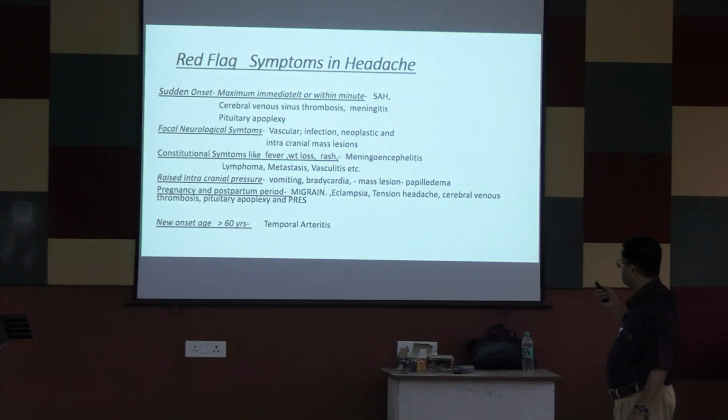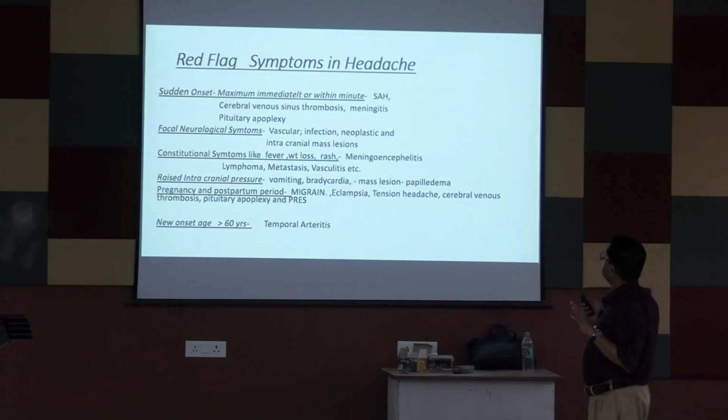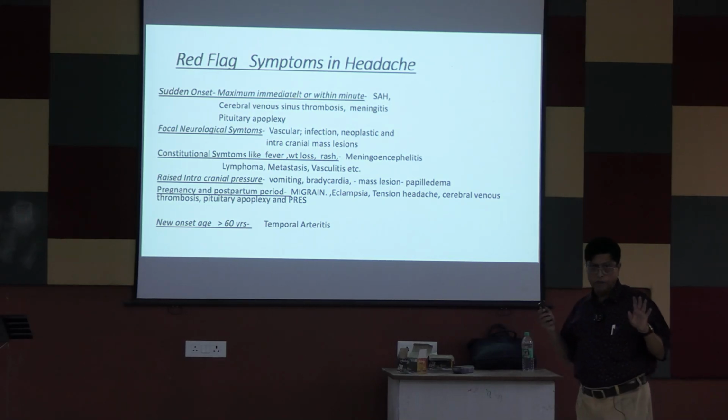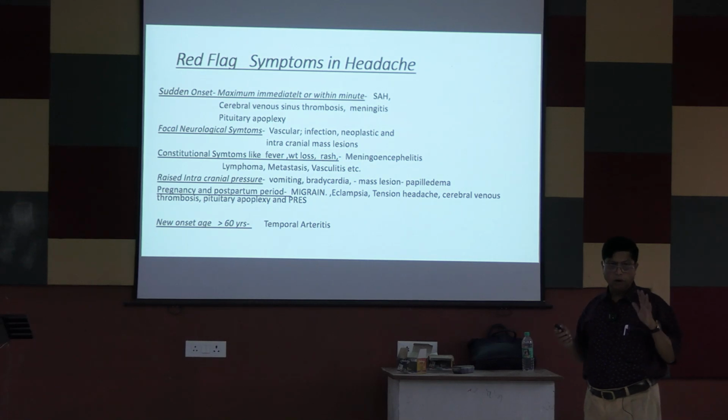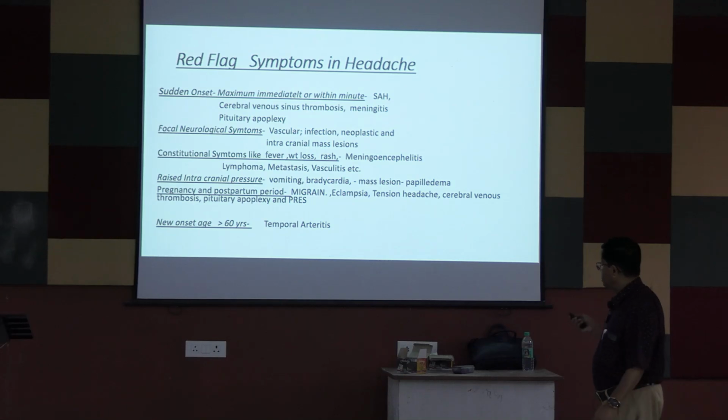Some red flag symptoms in headache. When a headache has some symptoms, you have to be very cautious. These are called red flag signs because they have acute onset, a very grave prognosis may be there, and treatment is available. So what are the red flag signs? Sudden onset, maximum within minutes. Examples are subarachnoid hemorrhage, cerebral venous sinus thrombosis, meningitis, and pituitary apoplexy.